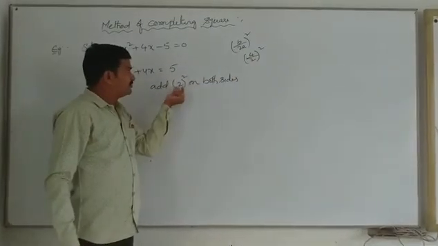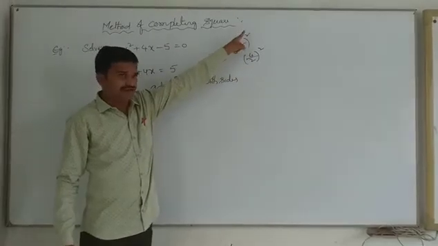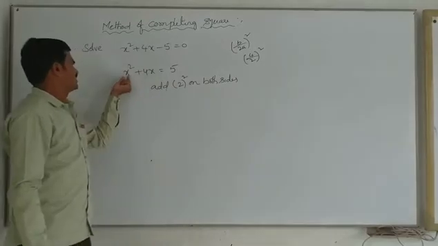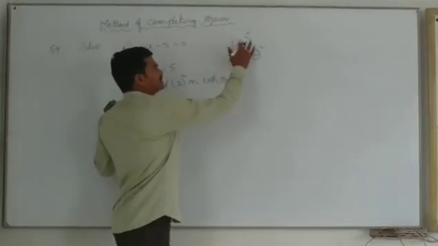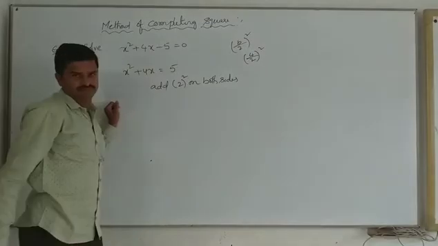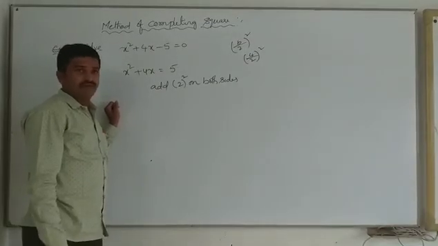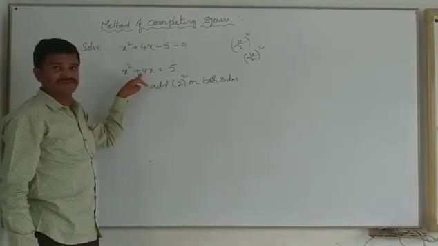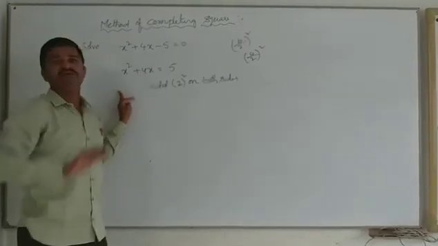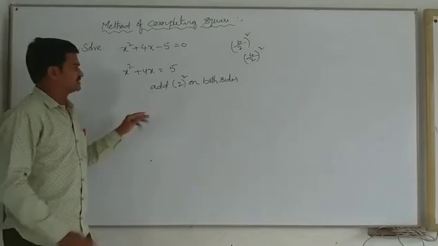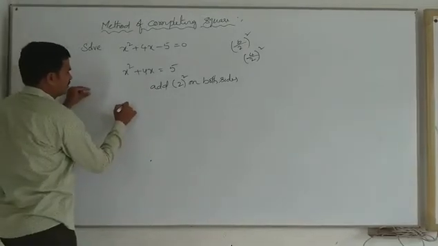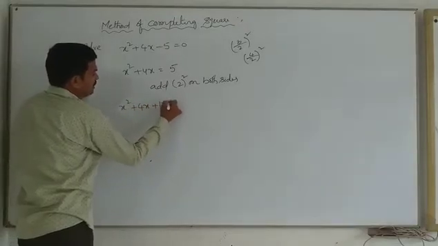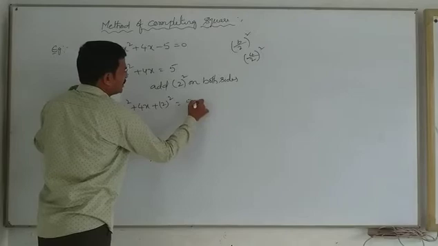How we got 2 is b by 2a. Based on that you will get it. Are you clear? Since the x square coefficient is 1 only, otherwise you can simply write b by 2 whole square. B means the coefficient of x. Here the coefficient of x is 5, so 5 by 2 whole square we have to add on both sides. So now, x square plus 4x plus 2 square equals 5 plus 2 square.